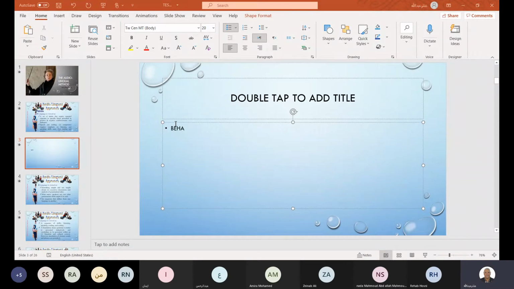Behaviorism as a theory in language learning and in learning in general includes many sub-theories. One of them is connectionism، اللي هي نظرية الاقتران، التعلم بالاقتران، وأشهر الأشخاص اللي كانوا فيهم ثورندايك، وفيما بعد سكينر.